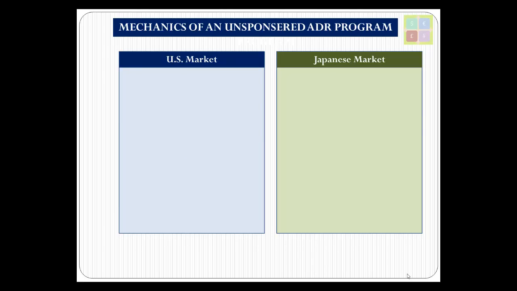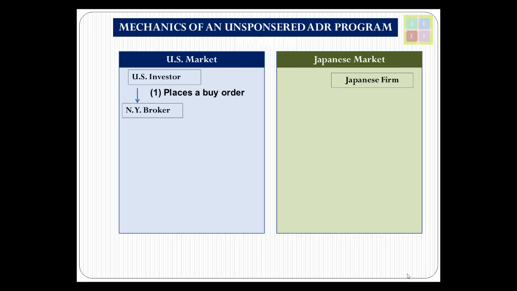Let's see how unsponsored ADRs are issued. Again, we have the US market on the left and the Japanese market on the right. Here, the United States investor places a buy order for the Japanese firm, and this order is placed with a New York broker.